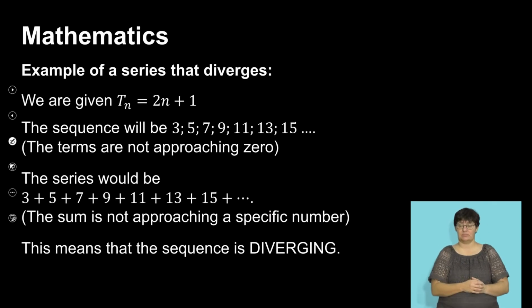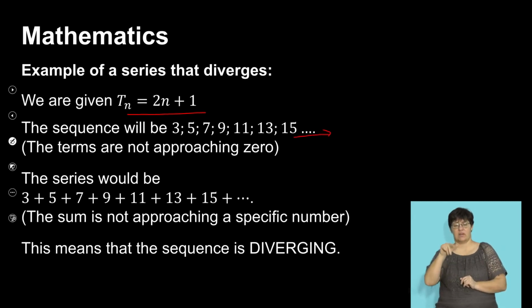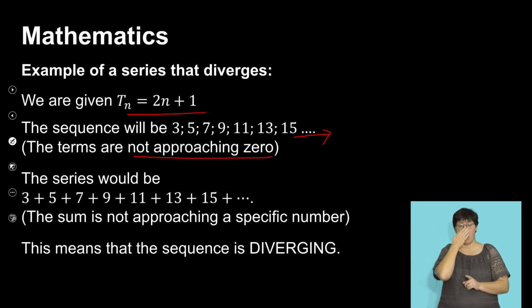An example of a series that diverges: if you are given Tn is equal to 2n plus 1, the sequence will be 3, 5, 7, going on, and I'm sure you guys can see that the numbers are getting bigger. They're not getting smaller, so the terms are not approaching 0, whereas in the example before, the terms were approaching 0.